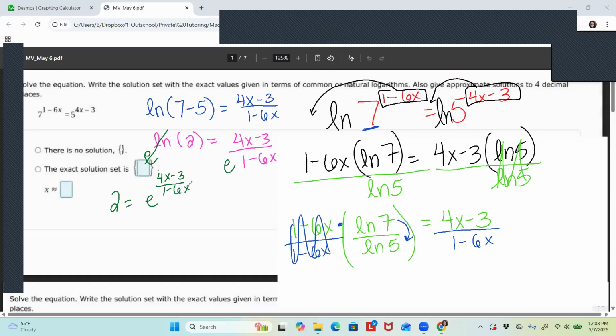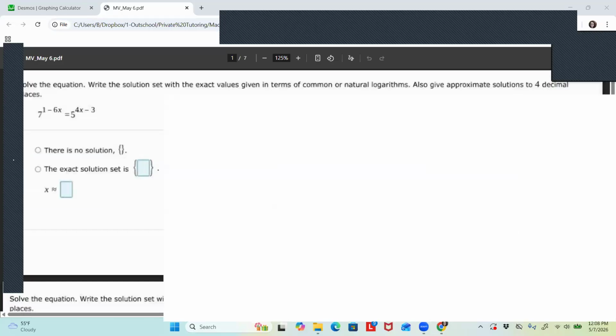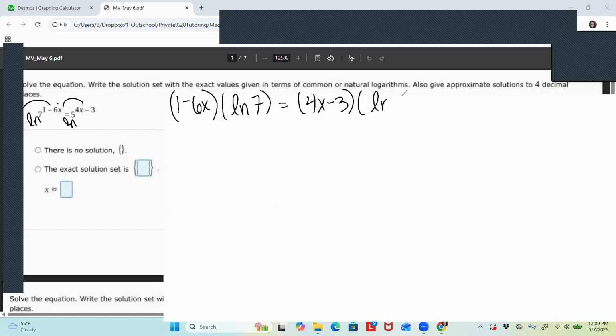Does that help us solve for x though? No. Why did that not work? Like it's correct, but I don't think we can get x by itself. Let's just start this all over. Except I don't know what I would do different. It's gonna hit me, I promise. Let's see. So you would log both sides, drop down, drop down. So 1 minus 6x times natural log 7 equals 4x minus 3 times natural log 5.